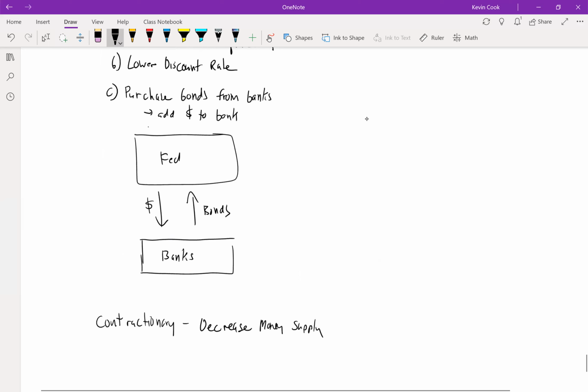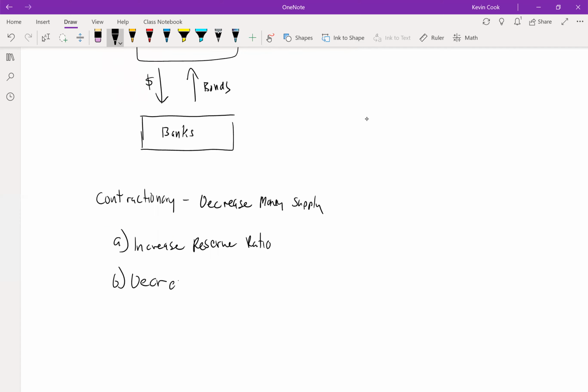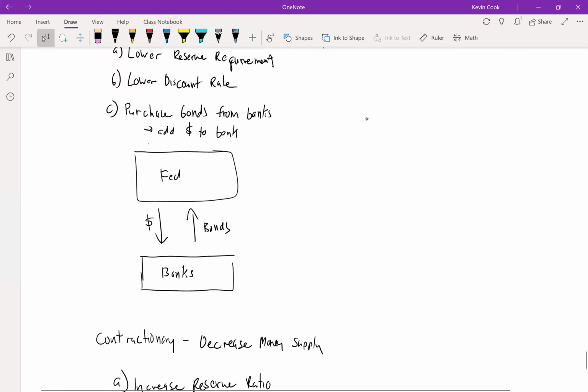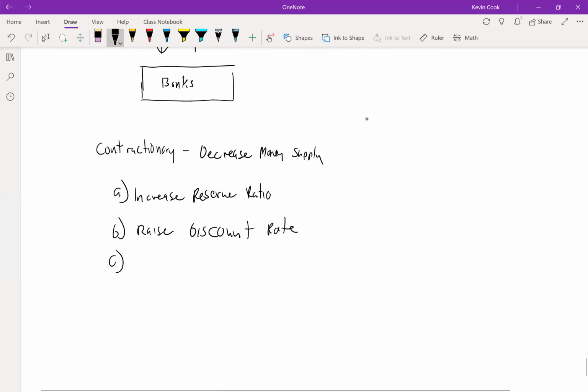So we have contractionary policy. Again, the three things we can do with this are: A, we can increase our reserve ratio. B, we can raise our discount rate. And basically what these both amount to is that we are going to sell bonds to the banks.